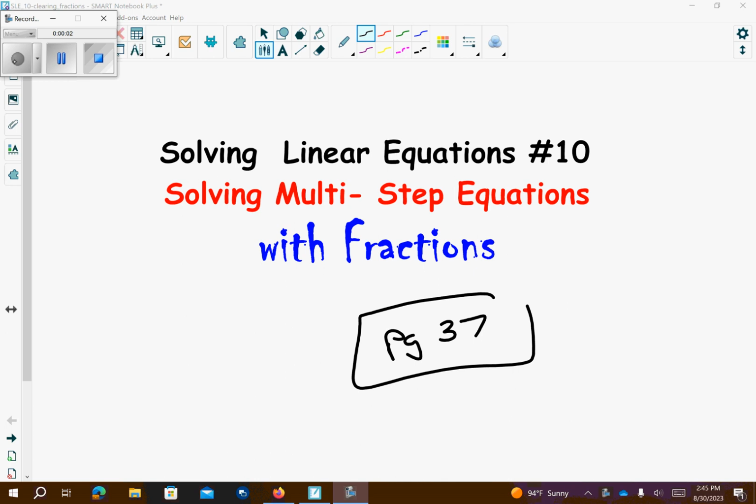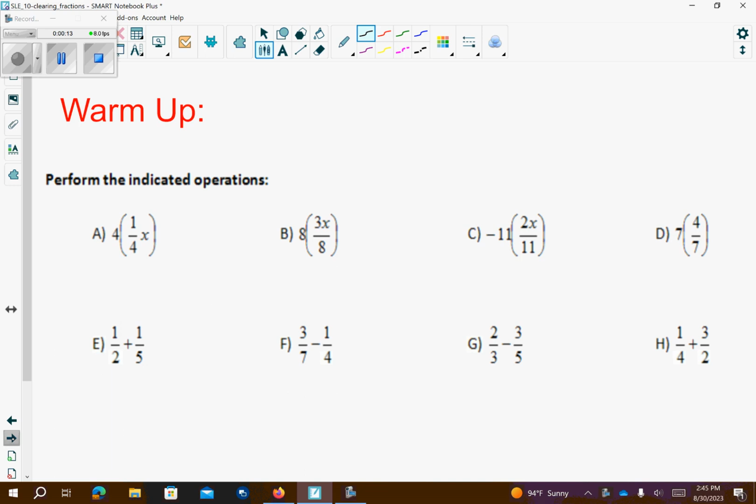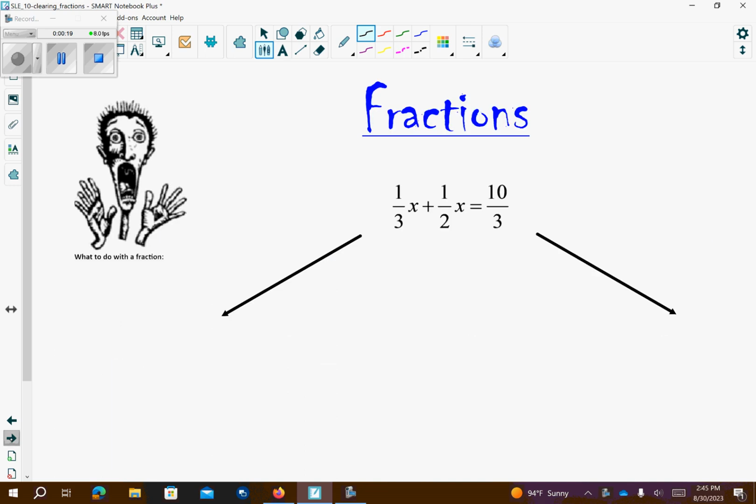Hi, CPL everyone. This is page 37 of your book, SLE number 10, and it's clearing fractions. We've already started doing this, but let's just kind of play around with it. I don't know if you have this page or not. Nope, you don't have this page, so skip it.